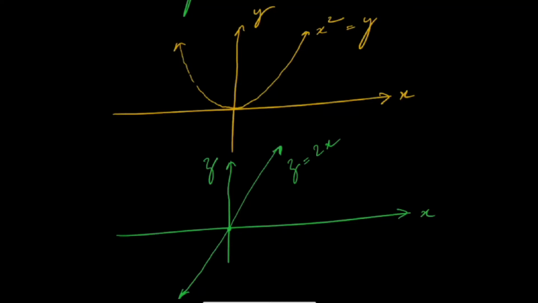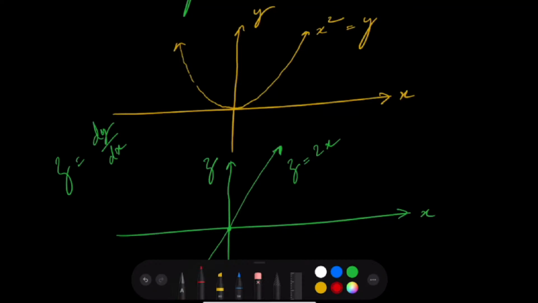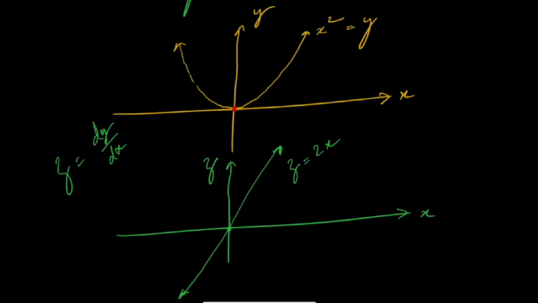Okay. What is z equal to? Z equals dy by dx. Now does this make sense graphically? Yes, it makes sense. Why? Because see, here the slope is 0, so here its value is 0.